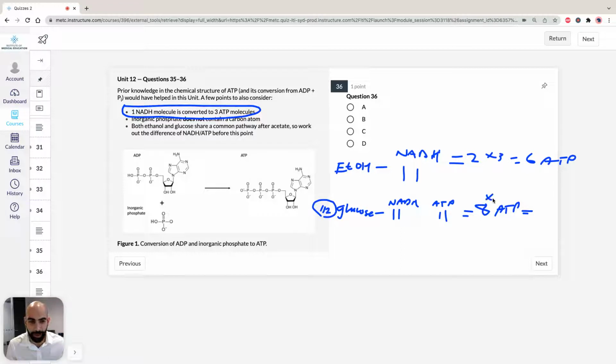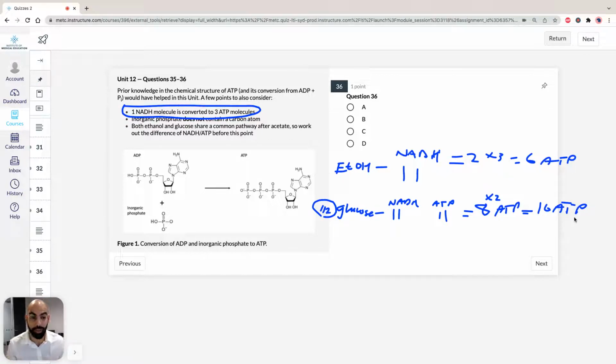So 8 ATP molecules. But remember, it's only half a mole of glucose. So we've got to times this by 2 to get the 1 mole, because the question is asking about ATP produced by 1 mole of glucose. So we times this by 2. So the answer is 16 ATP. I mean, we can stop there, answer the question, and we can get the right answer.